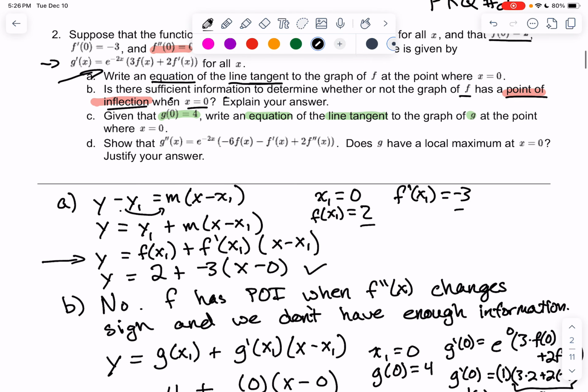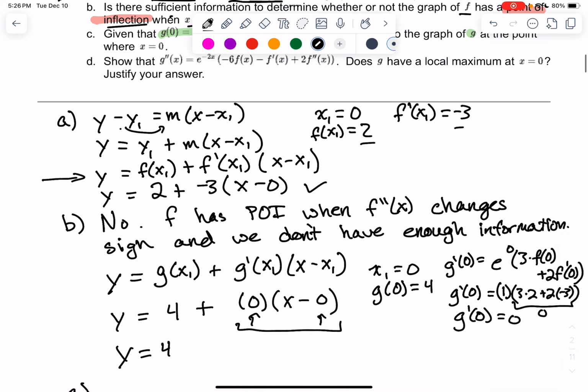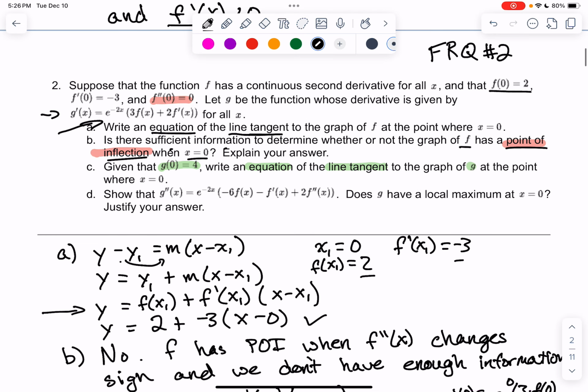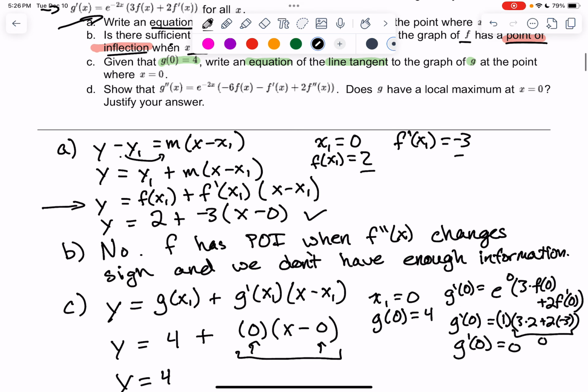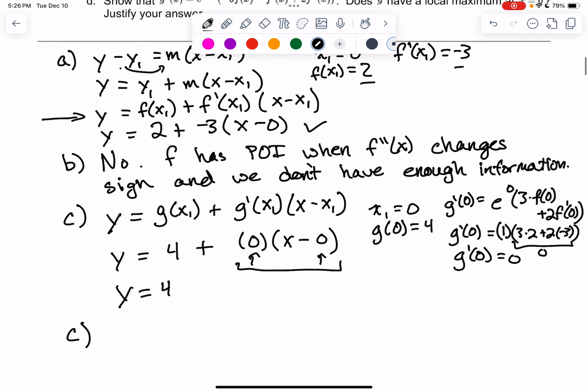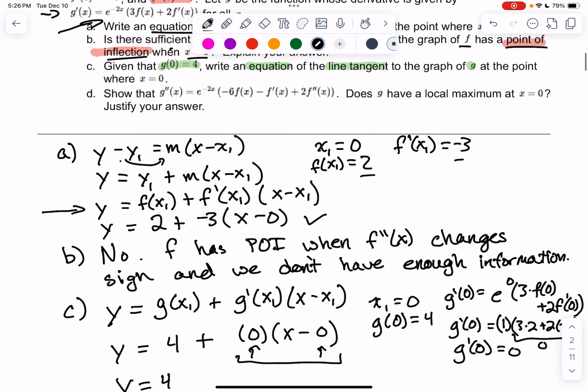All right, let's look at part C. Oh, that was part C. Did I skip something? Nope. I just forgot to write a part C there. So let's change this to part D.